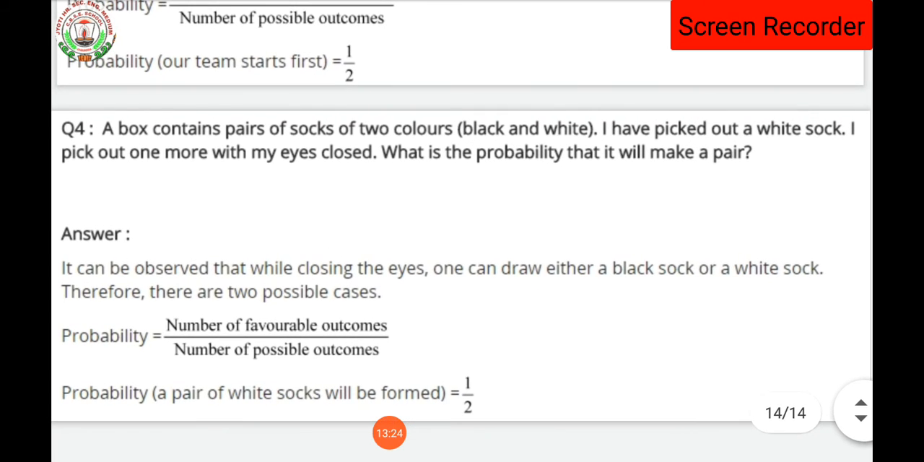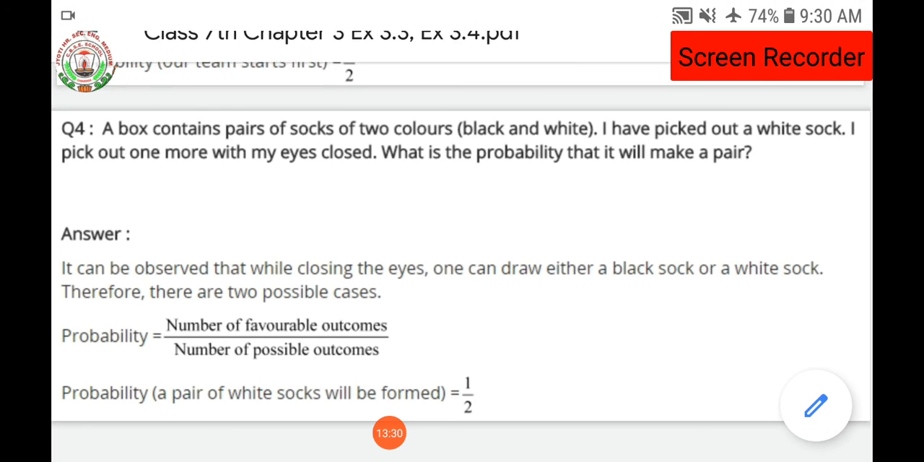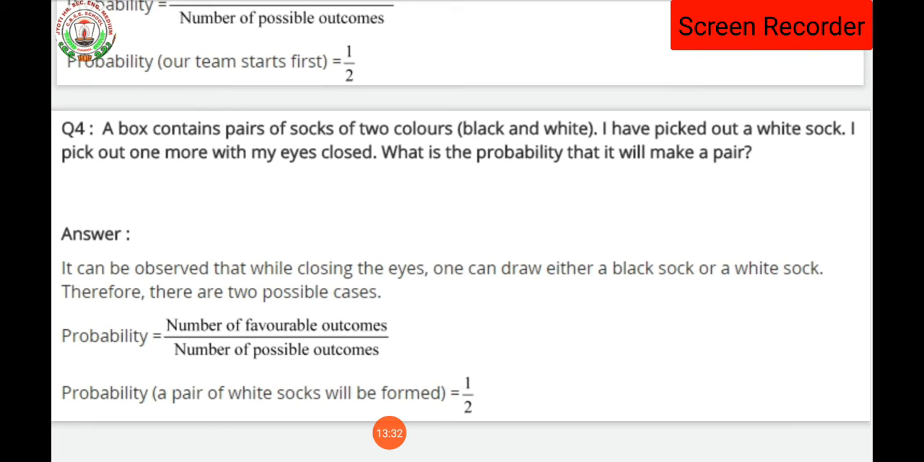Next question is there. A box contains pairs of socks of 2 colors, that is black and white. 2 color socks are there. One color is black and another color is white. I have picked out a white sock. I picked out one more with my eyes closed. What is the probability that it will make a pair?